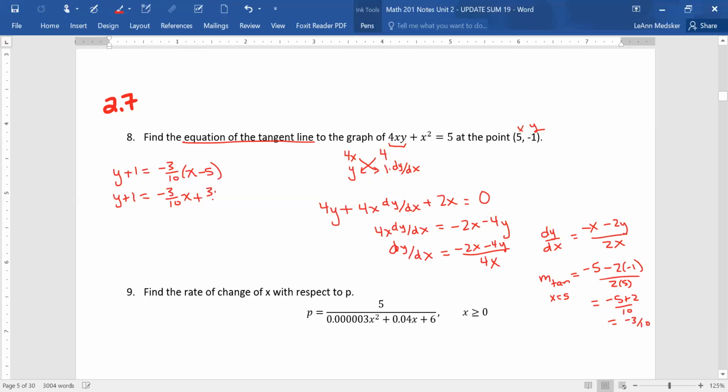3/2. Divide both of them by 5, and then we need to subtract over the 1. Now when we subtract over the 1, we'll have to make it a 2 over 2, so it has a common denominator, and we get a leftover of just 1/2. So this is my equation for my tangent line. Y equals negative 3/10 x plus 1/2.